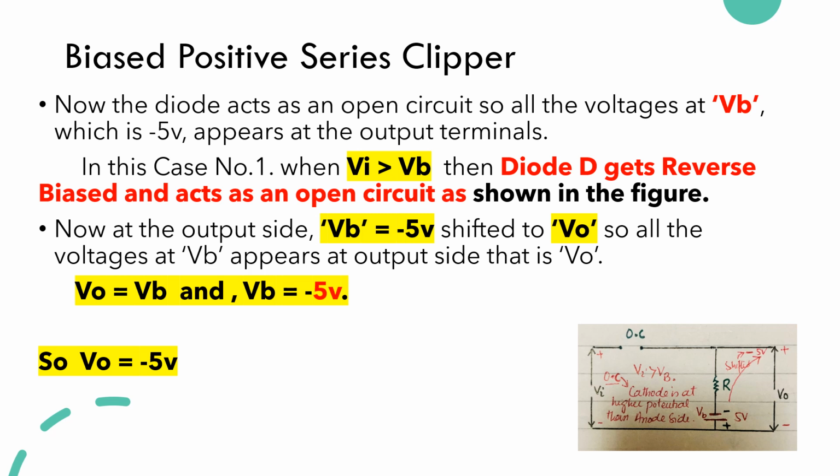In case number 1, when Vi is greater than VB, the diode D gets reverse biased and acts as an open circuit as shown in the figure. Now at the output side, VB is equal to minus 5 volts, which means the voltage at the battery side is shifted to Vout. So all the voltage at VB appears at the output side, that is Vout. So Vout is equal to VB and VB is equal to minus 5 volt. So Vout is equal to minus 5 volt.